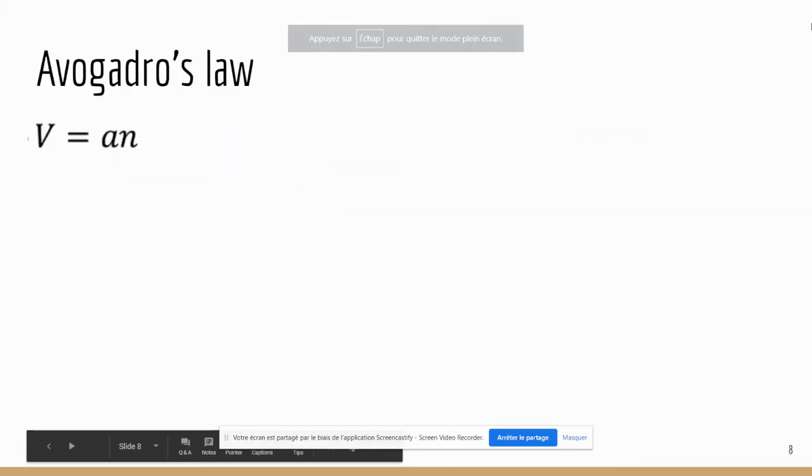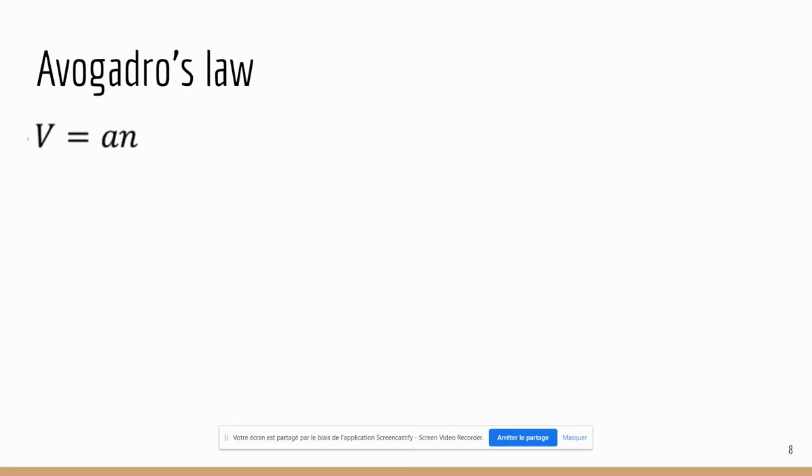So Avogadro's law is mathematically exactly equivalent to what we derived in the last example. Volume is equal to a constant times number of moles, which just means that as number of moles increases, the volume increases, which logically makes sense.